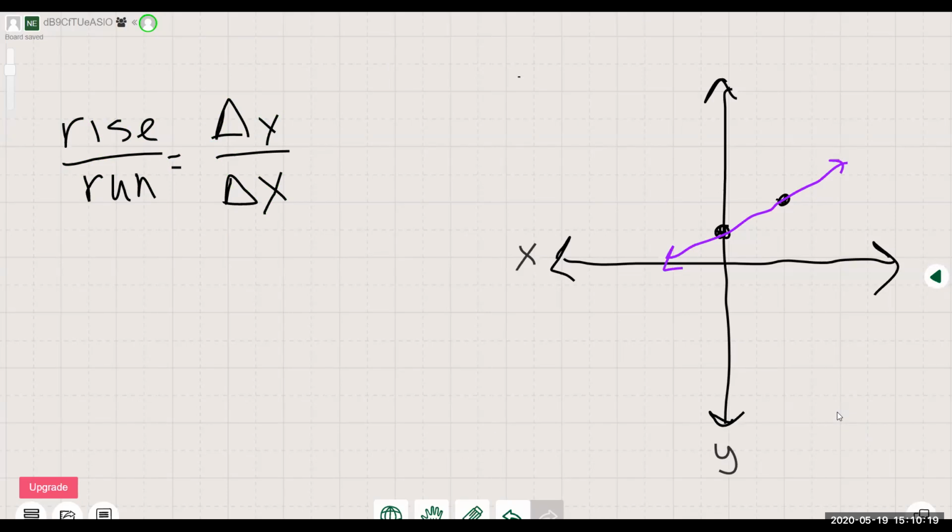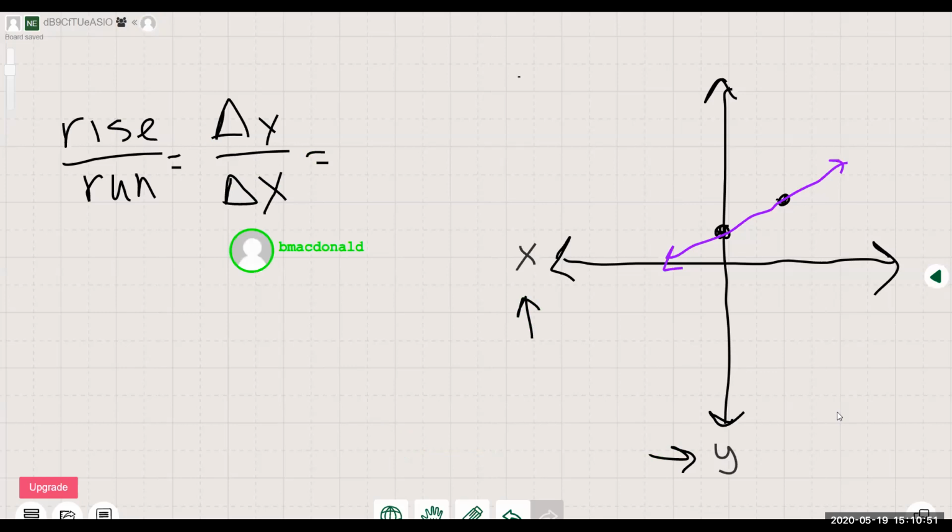And remember that the y-axis is the vertical axis that goes up and down, and the x-axis is the horizontal axis that goes from left to right. So what we're doing is looking at the number of spaces that occur between 2 points. In this particular graph, we're going to first look at rise. And rise is how many spaces up or down.